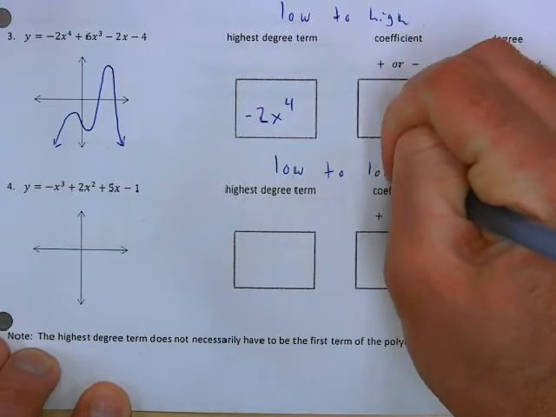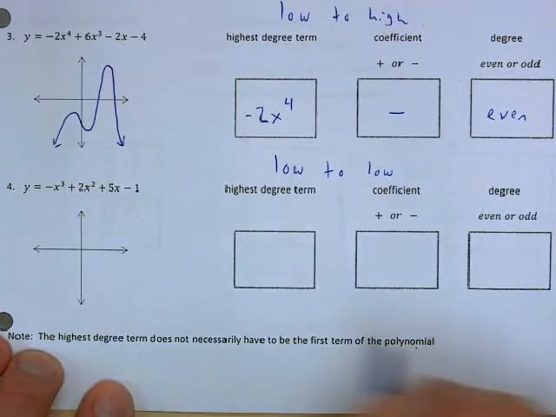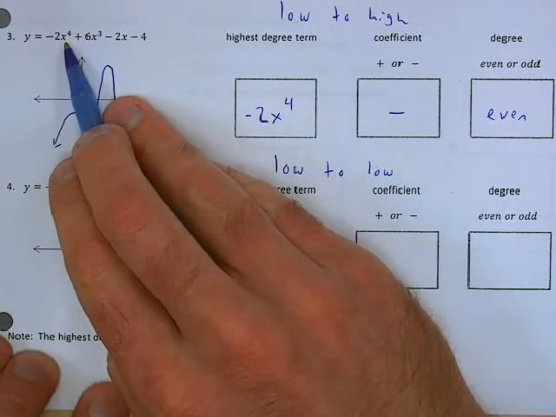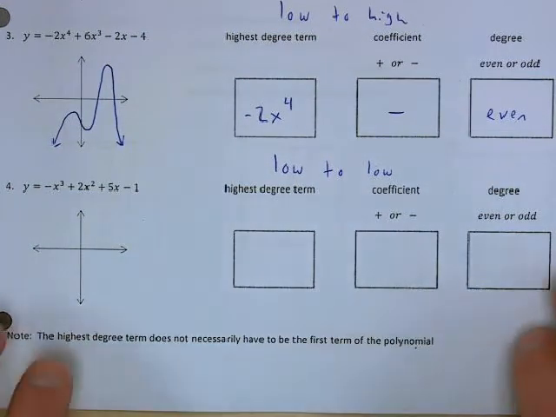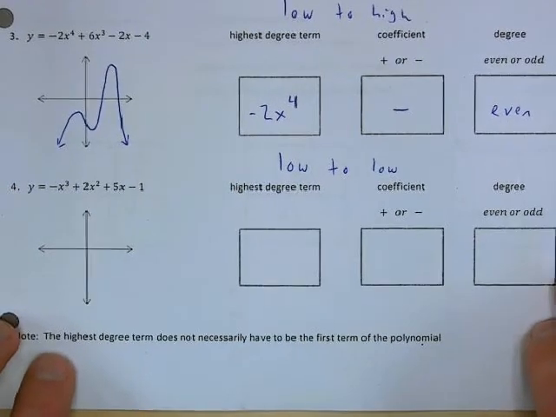So if all we're caring about is the end behavior, all I really need to look at is that first term. Now that's if it's written in descending order, it doesn't always have to be. But again, pretty easy if we just focus on a few certain parts here.